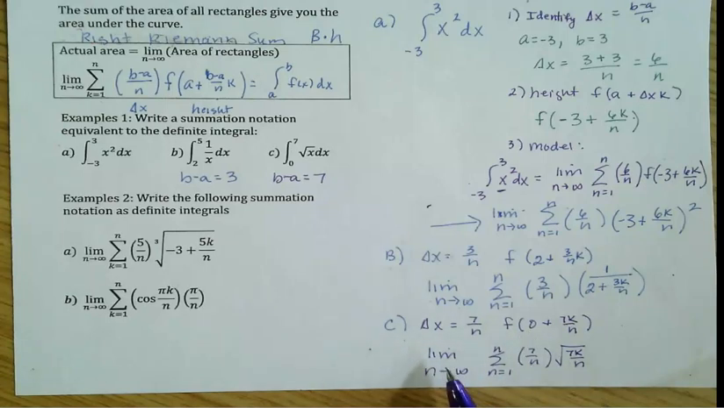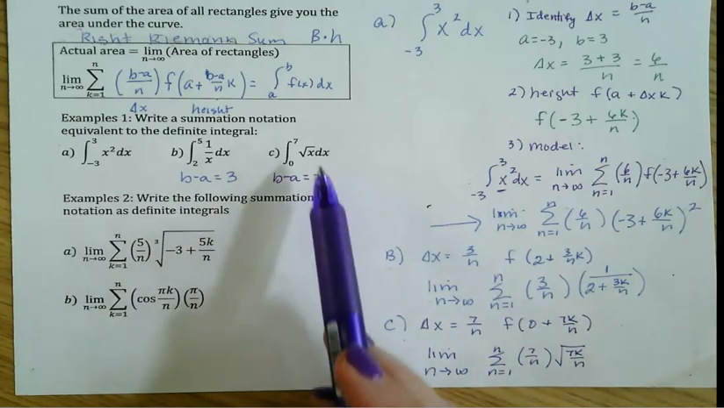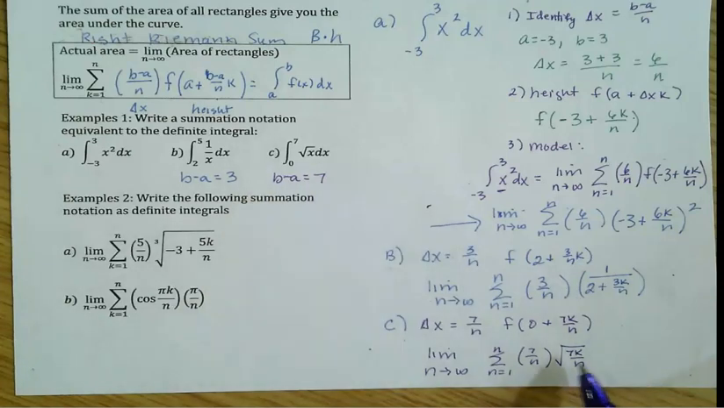So then the limit as n approaches infinity of the sum from k equals 1 to n, then we would have delta x, which is 7 over n, and then underneath the square root, because this is a square root function right here, you would have your 7k over n.